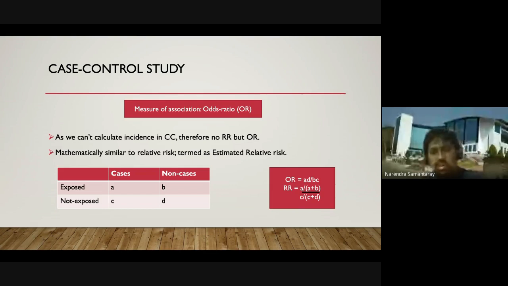Formula wise, yes, we can go about this formula, and the interpretation will be the same as we did before. If it is 1, no association between exposure and outcome. If more than 1, then obviously exposure has something to do with the outcome, but here we'll say this outcome has something to do with that exposure. If less than 1, then it might be a protective factor. So interpretation wise, it is more or less the same stuff. But here we are estimating the relative risk. We're not able to calculate incidence.